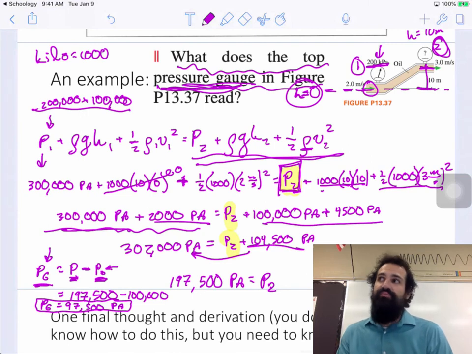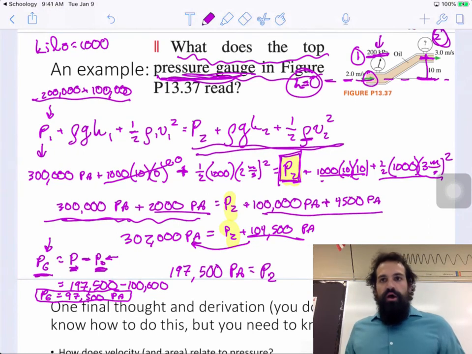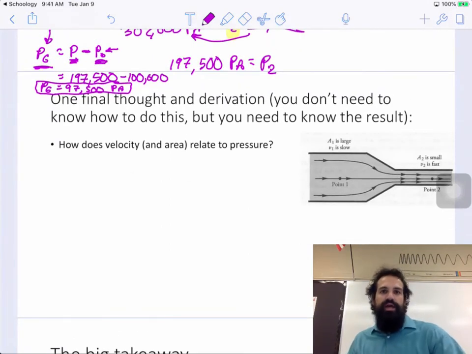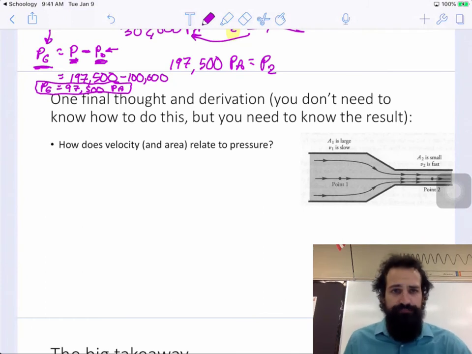I know that's a bulky problem. If you need to, go back and try to work through it on your own. There's a lot of value in that problem. All right, so before I end this, I have one final thought and derivation. You do not need to know how to do this derivation, but you need to know the result. So if you want, you can skip through and get to my big takeaway.